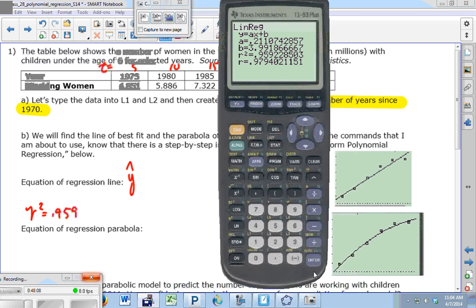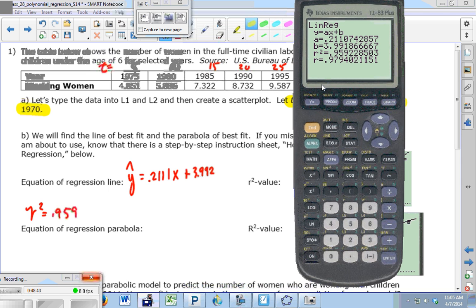Y hat equals, what's my slope? 0.211. It's your leading coefficient. It's called A now in polynomial, A sub 1, but your leading coefficient here is your slope. Instead of seeing an M there, it's A. So it's 0.211, we'll just call it 1x, and then we have 3.992. Okay, so that's the linear regression. Y vars, well, you'll see for the next one, okay?